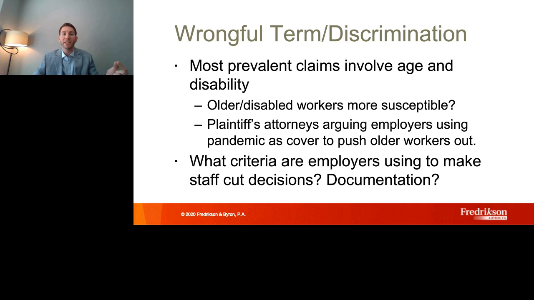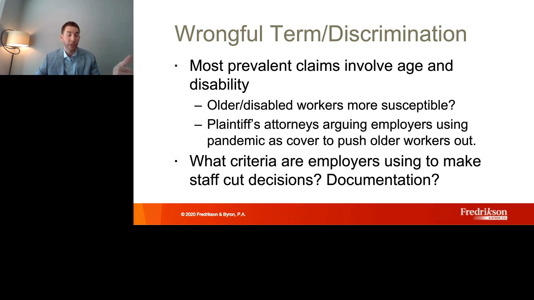So when you are making these difficult decisions to reduce or lay off staff, consider what criteria you're using to make those decisions, and make sure that you're documenting those decisions well, so that you have a good paper trail to come back to if an employee asserts that you terminated them because of their age. Simply citing economic reasons for getting rid of somebody at this time is not going to be enough. Be prepared to demonstrate legitimate reasons supported by objective measures that you can.